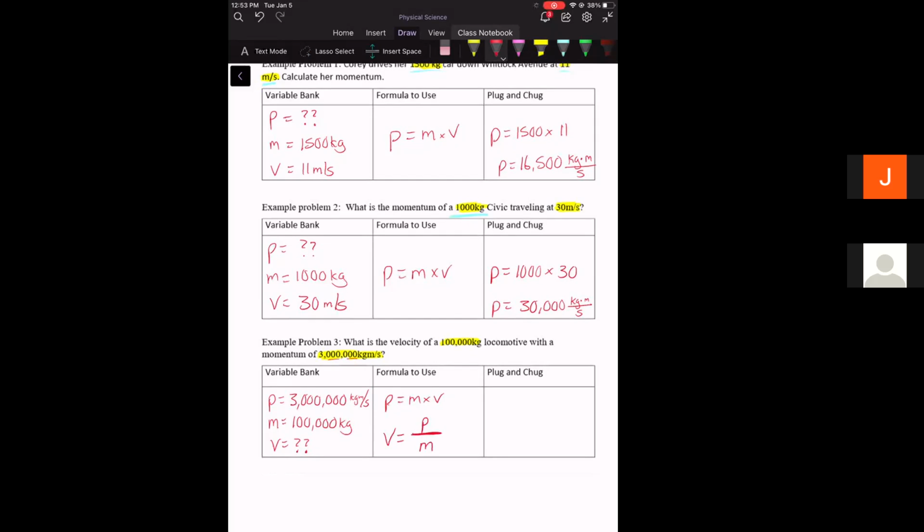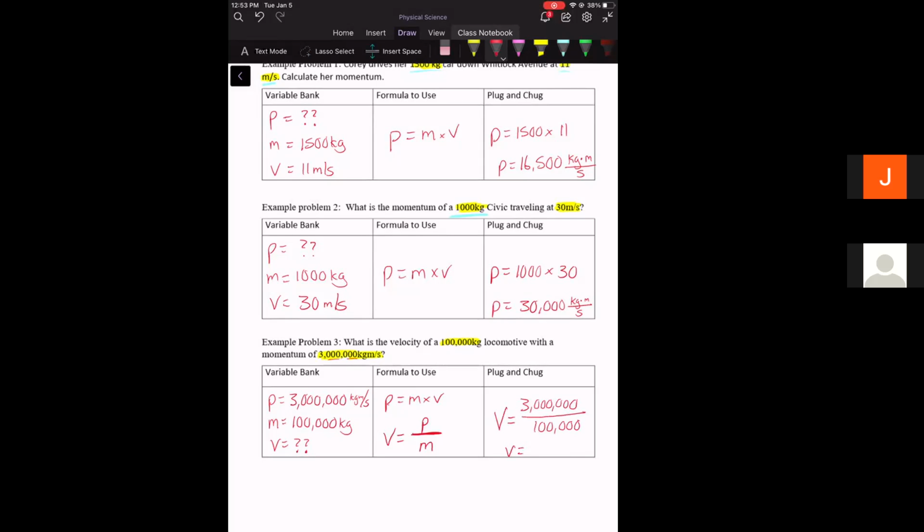Anytime you're not doing P equals MV, P will always be on top. So if we were looking for mass, P will still be on top. Just keep that in mind. So for this one, we don't know what V is. V is equal to P, the 3 million, divided by the 100,000.